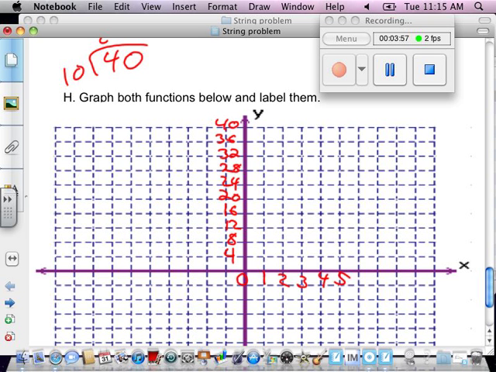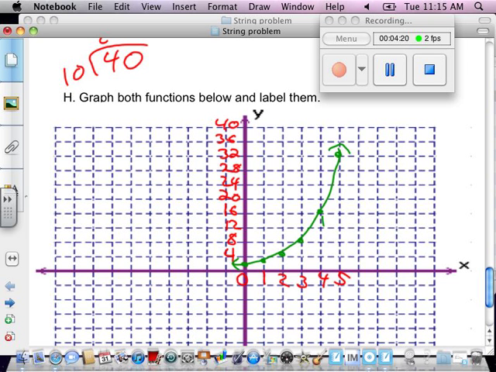So first I am going to graph how many pieces I have. At 0 I have 1. At 1 I have 2. At 2 I have 4. At 3 I have 8. At the 4th stage I have 16. And at the 5th stage I have 32. So we can see my graph there.